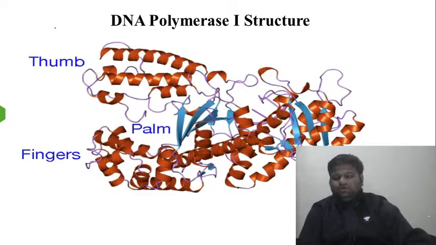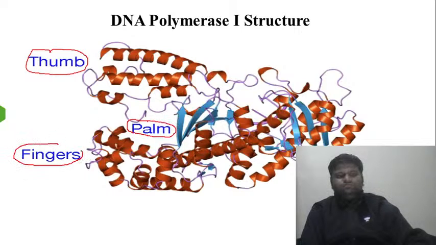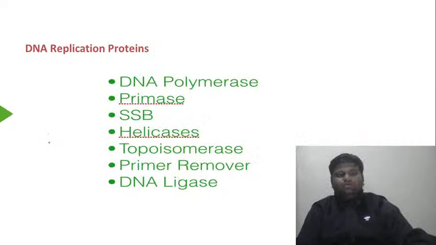DNA polymerase 1 has a thumb domain, a palm domain, and a finger domain. So there are 3 domains: one is the thumb domain, one is the palm domain, and another is the finger domain. DNA replication proteins consist of DNA polymerase, primase, single stranded binding protein, then helicases, then topoisomerase, then primer removal, and then DNA ligase.